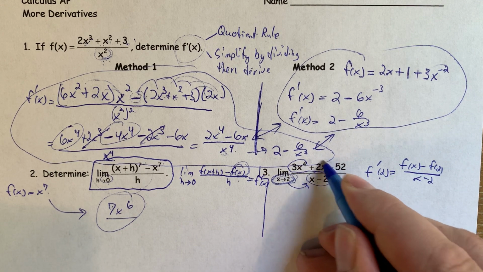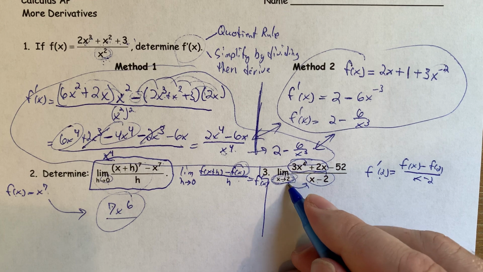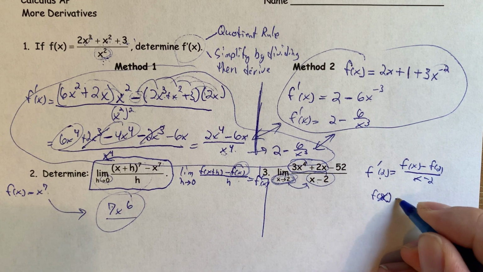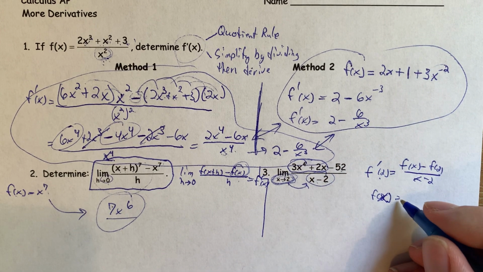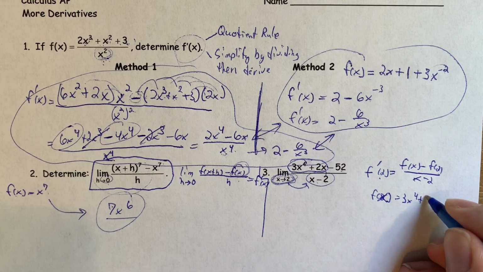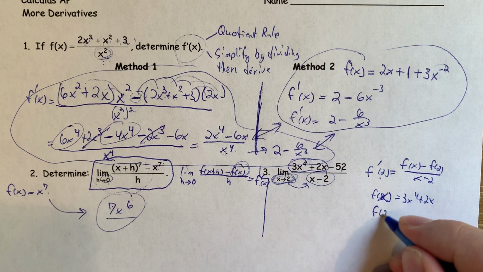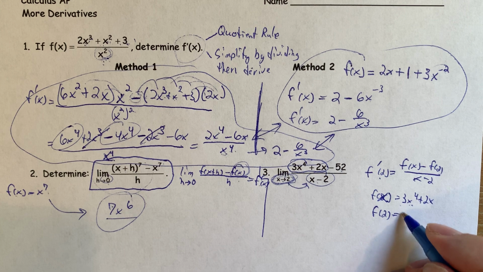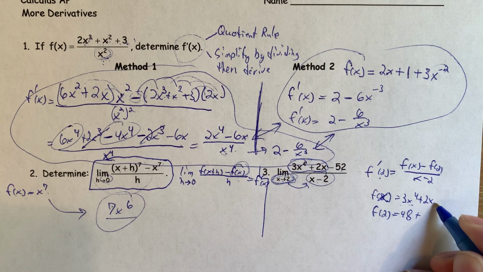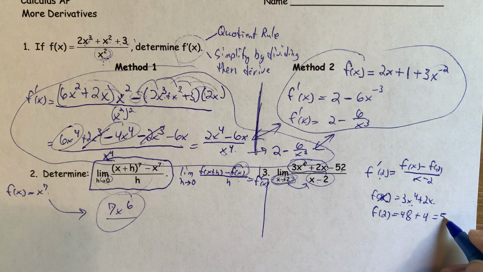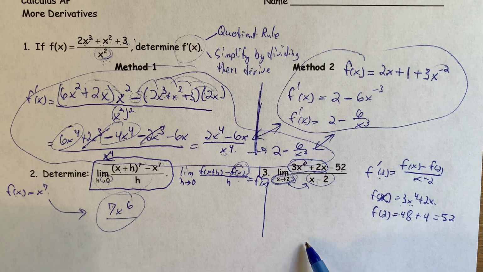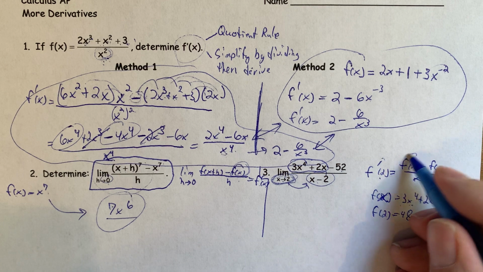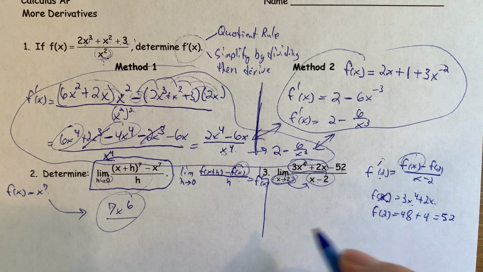Well, f of x is just going to be this thing. And when we plug it in, you can see that f of x is going to be the part that doesn't have this. So f of x equals 3x to the 4th plus 2x. And f of 2, 2 to the 4th power is 16. 3 times 16 is 48. 2 times 2 is 4. And so f of 2 is 52, and you can see that it's f of x minus f of 2. And so this is the limit definition of the derivative of f of x at 2.